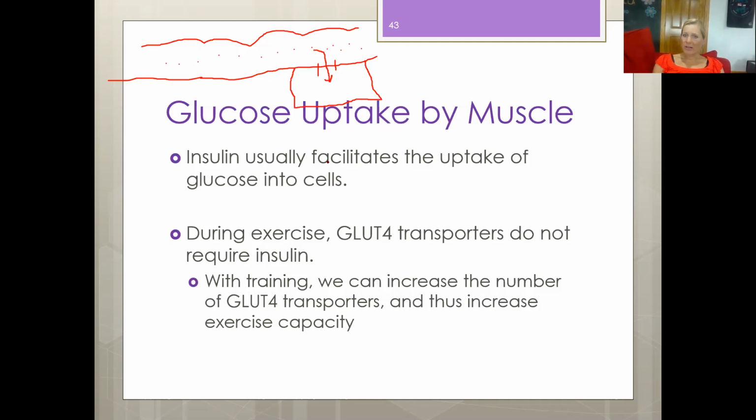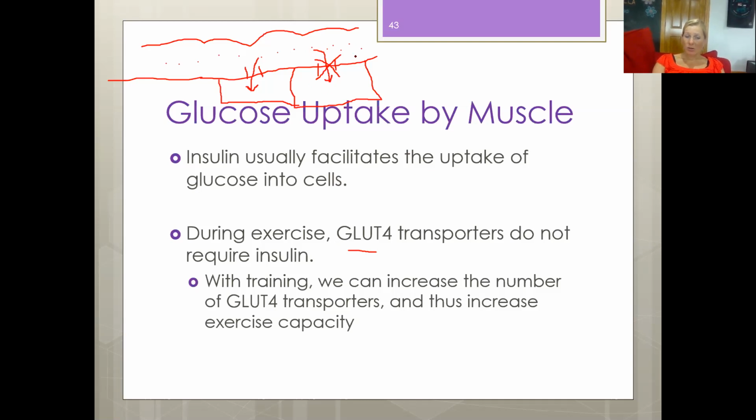However, we said during exercise, insulin, he's gone. So I don't have that. Well, how am I going to get sugars inside of that cell? I'm going to use a different door known as a GLUT4 transporter. So the GLUT4 door, think of him as like the side door here. He's going to allow those sugars to come in even though insulin is not there. So GLUT4 will allow us to uptake sugars without insulin available, which is what we're going to do during exercise.